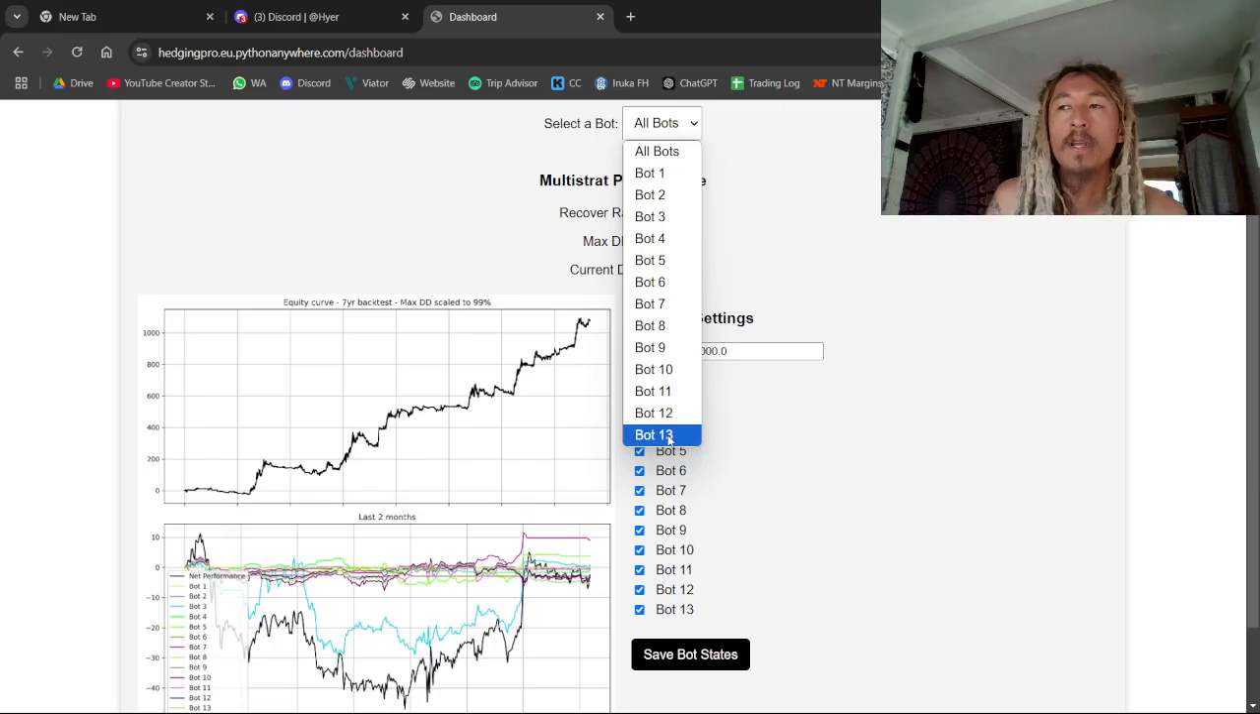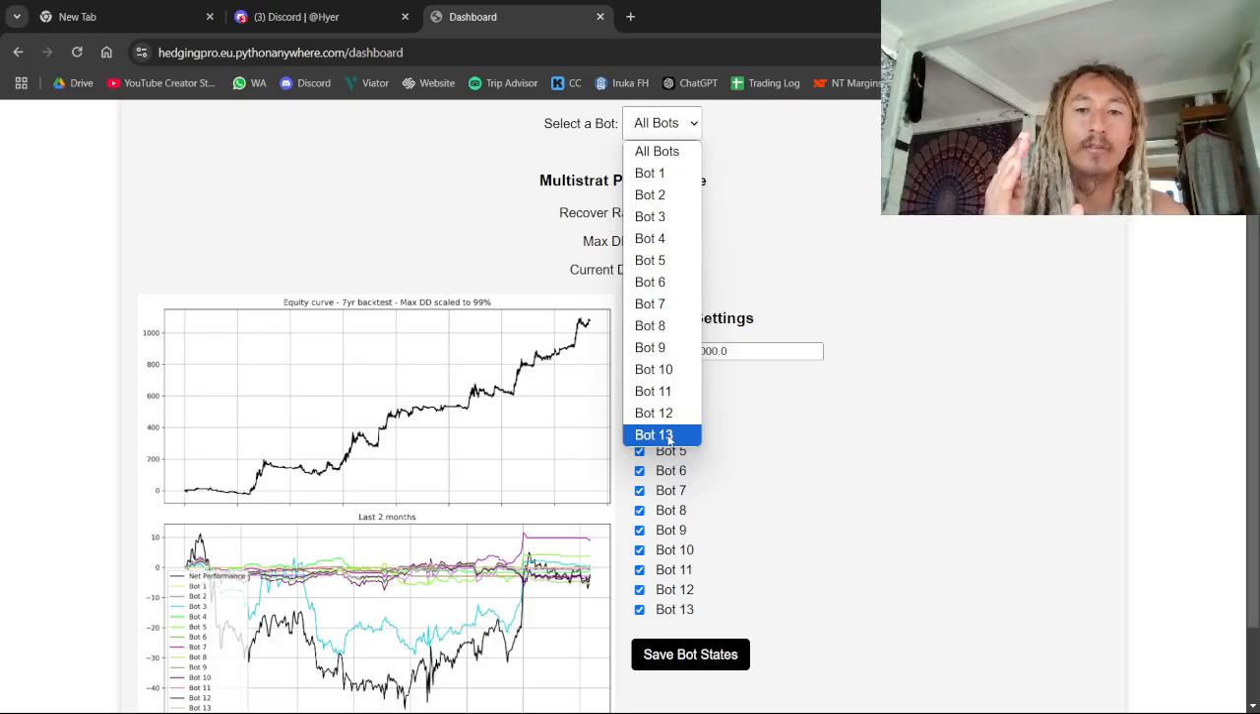Another one is when alts shoot up to absurd prices, I want to sell those alts. So there are several strategies that are short only for altcoins out of the 13. And there's 4 strategies that are long only on Bitcoin.